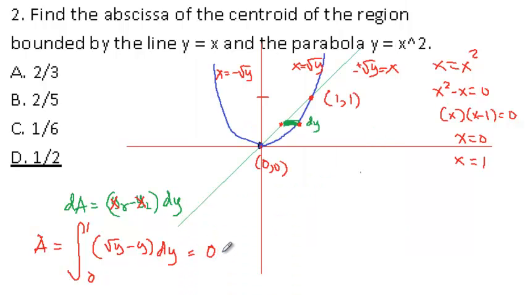The area is 0.1667. That's a horizontal strip. Now, how do you find the centroid? Now, let's look at the centroid. What are we looking for? The abscissa, right? We're looking only for the x coordinate.